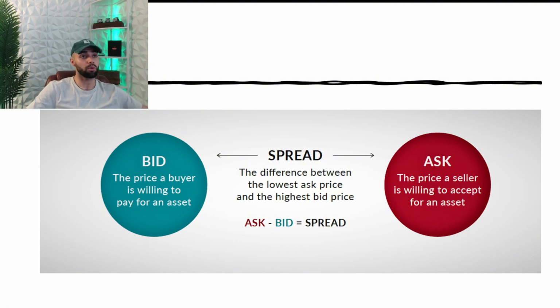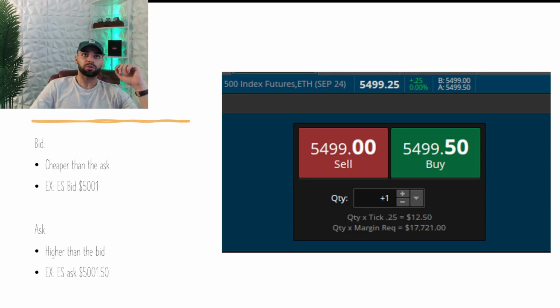It's super, super important. So just keep in mind that there's a bid and ask for every single instrument you're trading, every stock, every option, every future. And that's what the market's all about: the difference between the bid and the ask. Super important.